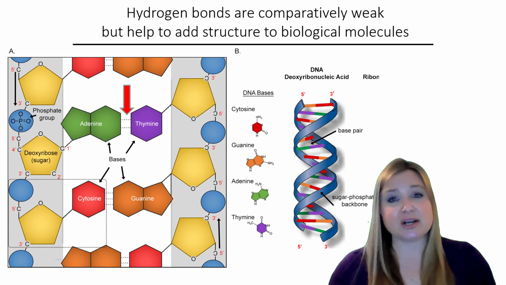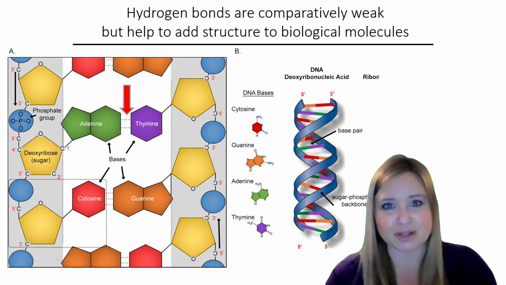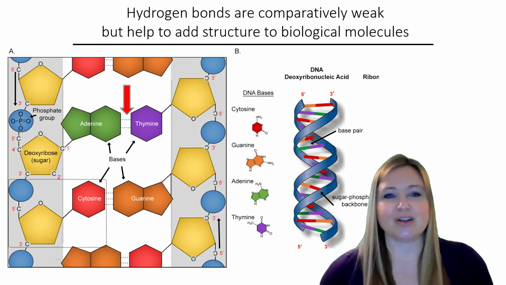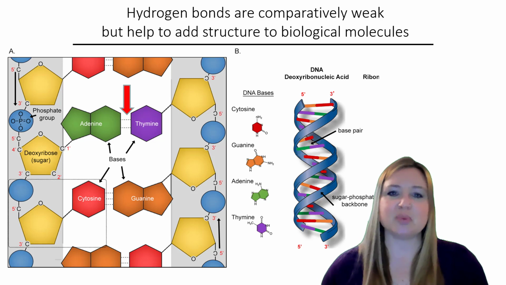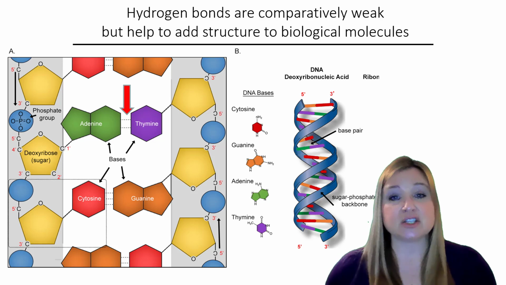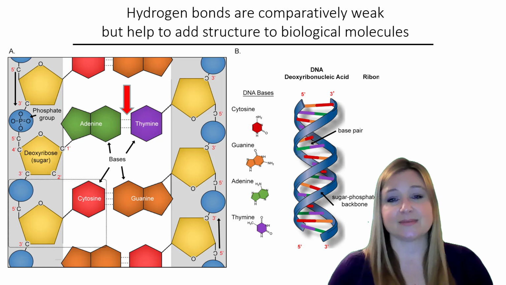So whereas covalent bonds are really strong bonds, it's hard to break up a piece of a water molecule, right? It's hard to break up a water molecule. These hydrogen bonds are weak, but they're actually really important to add structure to biological molecules like DNA or proteins.